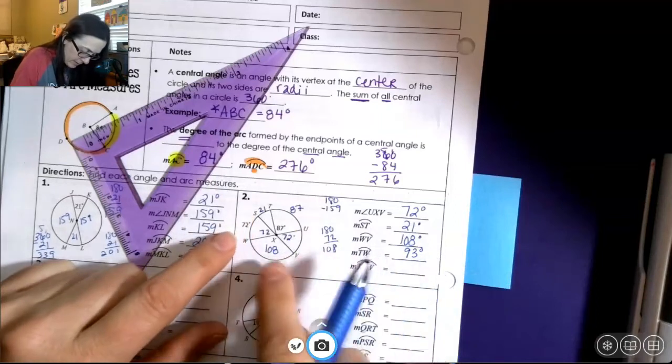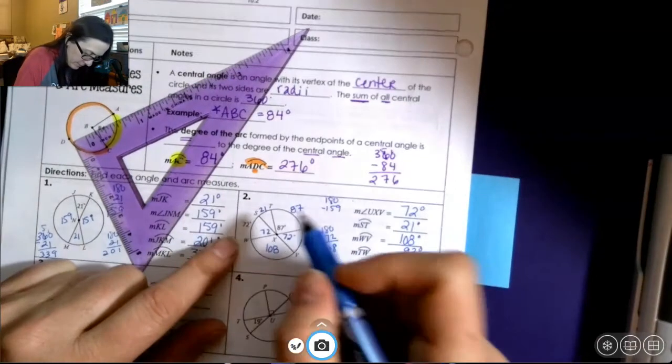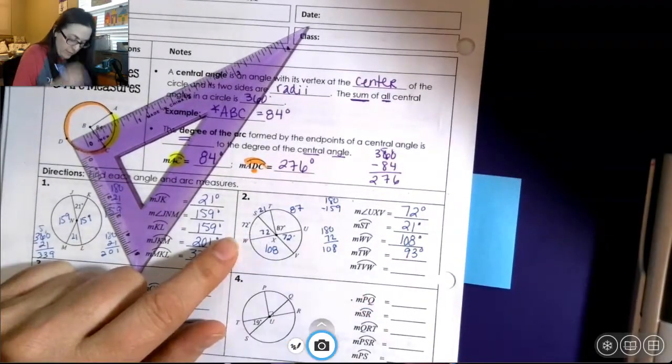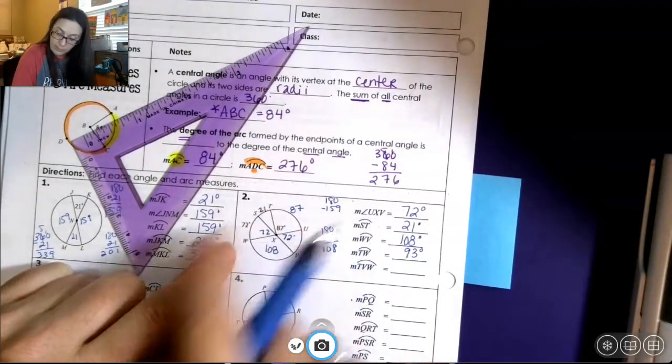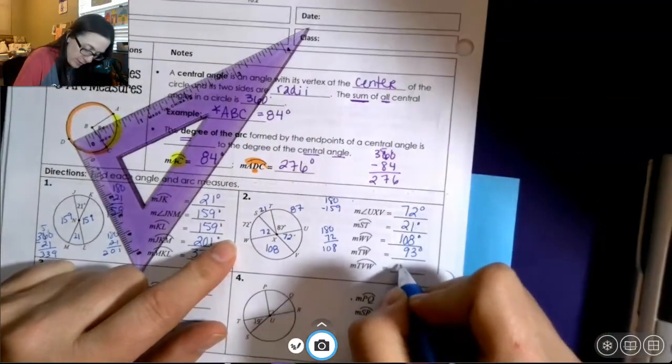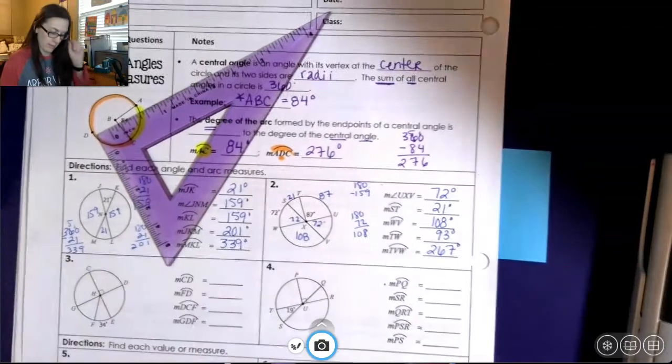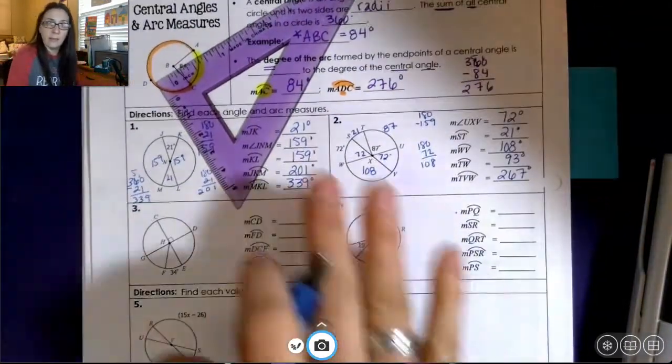VW, I'm going to do all of this minus that part. So you can either add these three together or subtract those from 360. Either way, we should get 267. Okay, again, pause, do 3 and 4, and then come back and check.